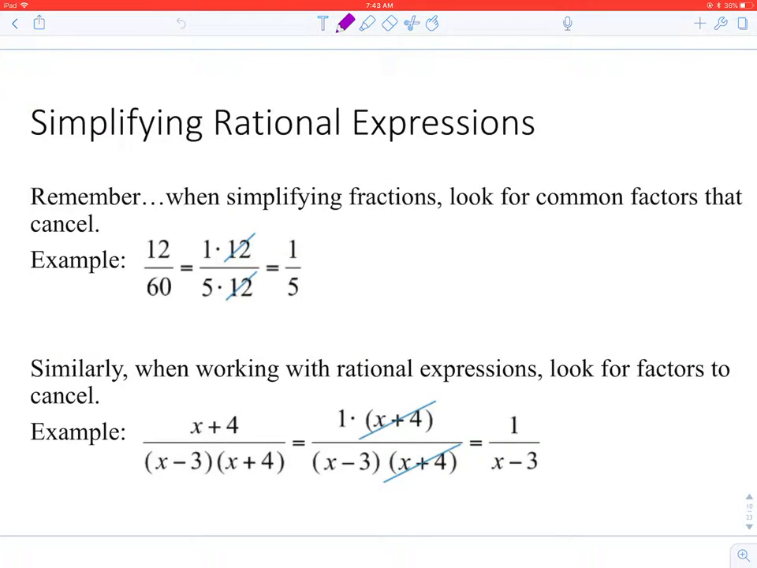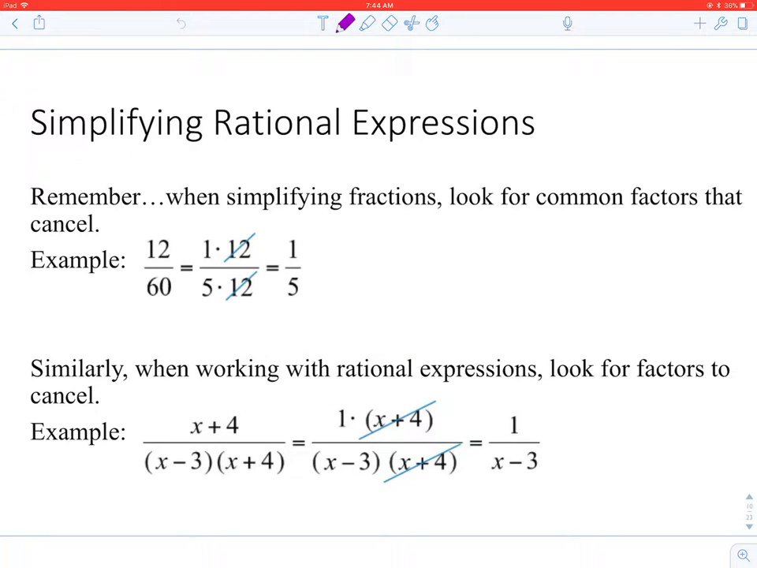Okay, so we had left off talking about locating domain restrictions for rational expressions, and then stating the domain in set builder notation. So now we're going to simplify rational expressions, but we're also going to keep identifying the domain of the rational expressions. So remember that when simplifying fractions, we're looking for common factors that can cancel.